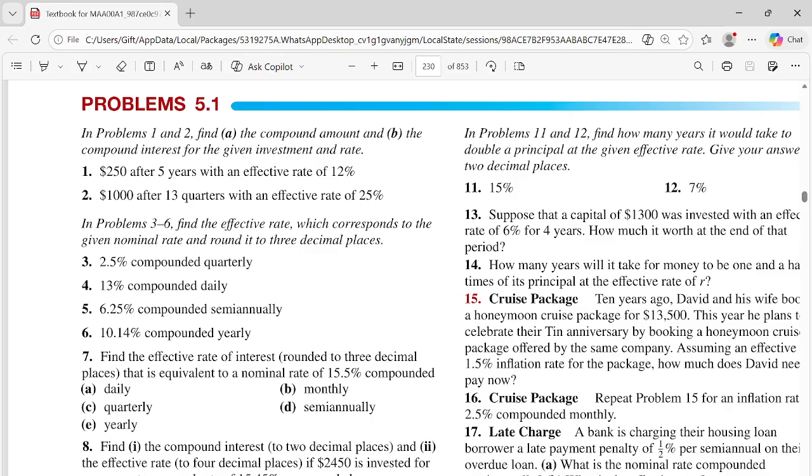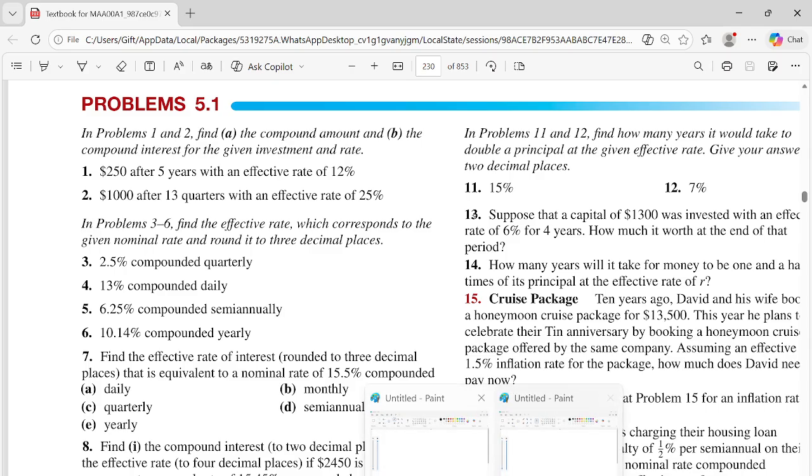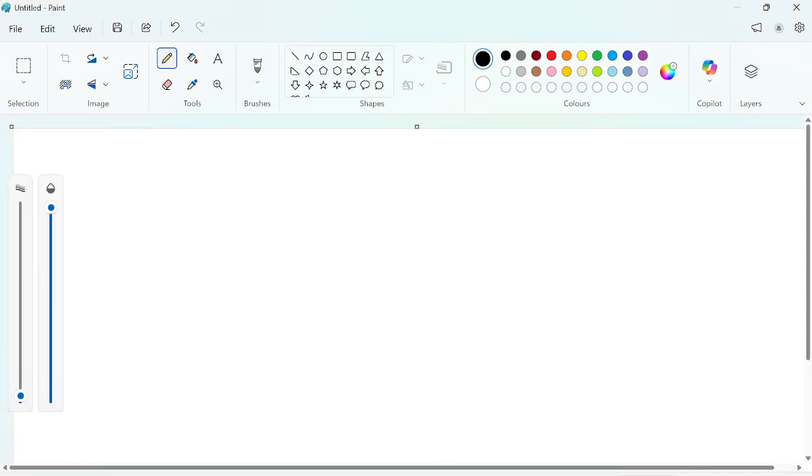I'm just going to do one example for each. They're saying that in problem 3.26, find an effective rate. What is an effective rate? An interest that is compounded yearly, guys. So that is an effective rate, that is compounded 2.5% quarterly. So I'm going to come here and say the formula, which says R effective is equal to 1 plus R over M, to the power of M, minus 1.